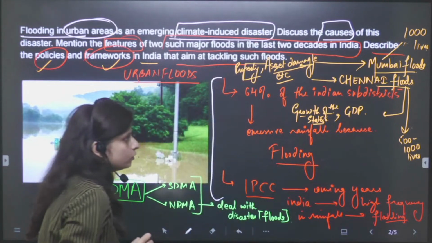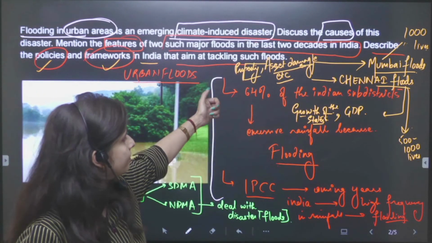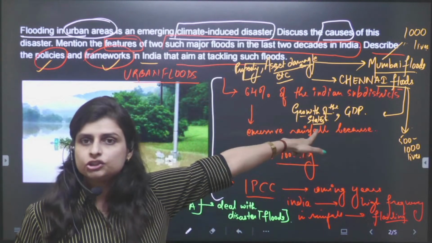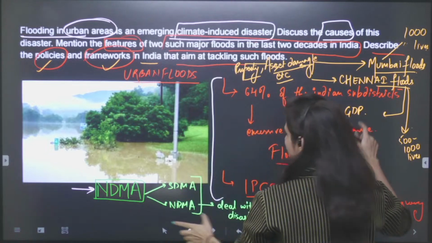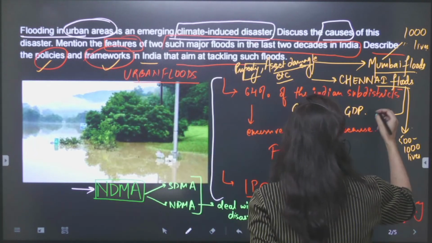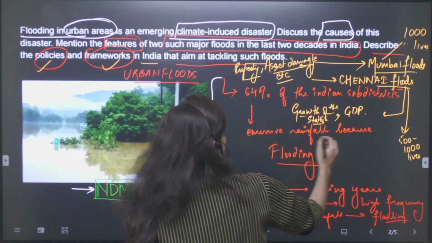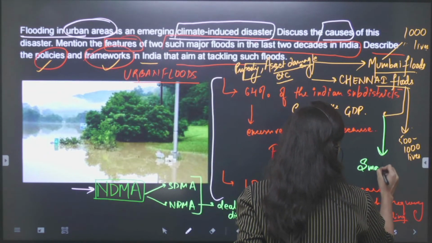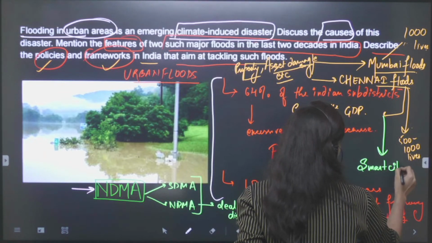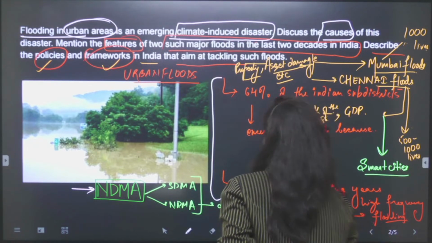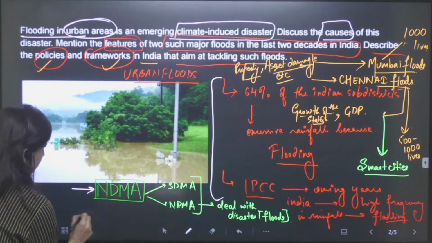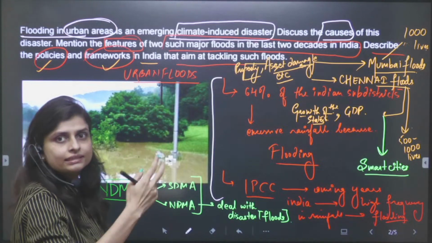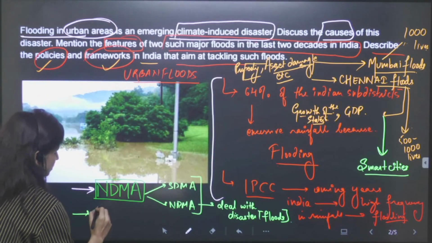Fine. Then I told you that Mumbai and Chennai have encountered what? Property damage, asset damage, then lives, growth of states, GDP, etc. Then this could also be checked through the framework, and this is happening how? By having what? Smart cities. Right? So another framework and policy with respect to tackling the floods will be having what? Smart cities.